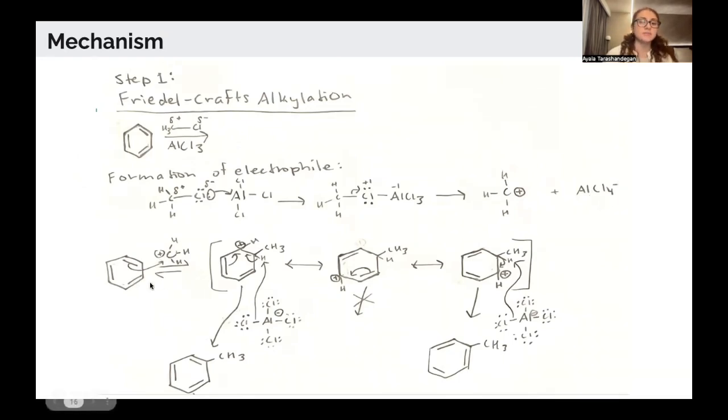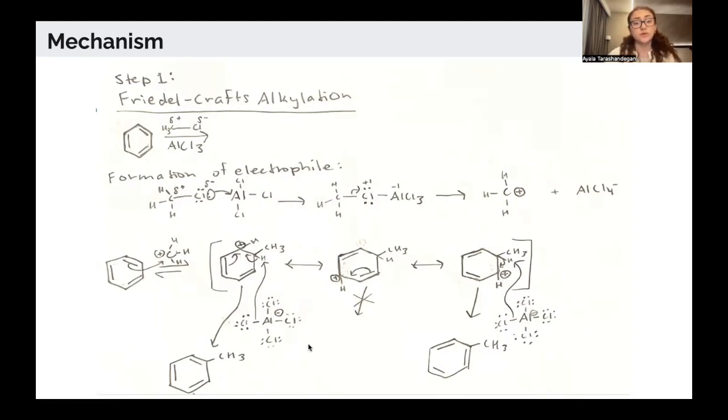So here our benzene ring is going to go and attack the positively charged CH3. And then through resonance structures, we have movements of the positive charge around the ring. So in the first resonance structure, we have a positive charge at 12 o'clock, and then at 8 o'clock, and then finally at 4 o'clock.